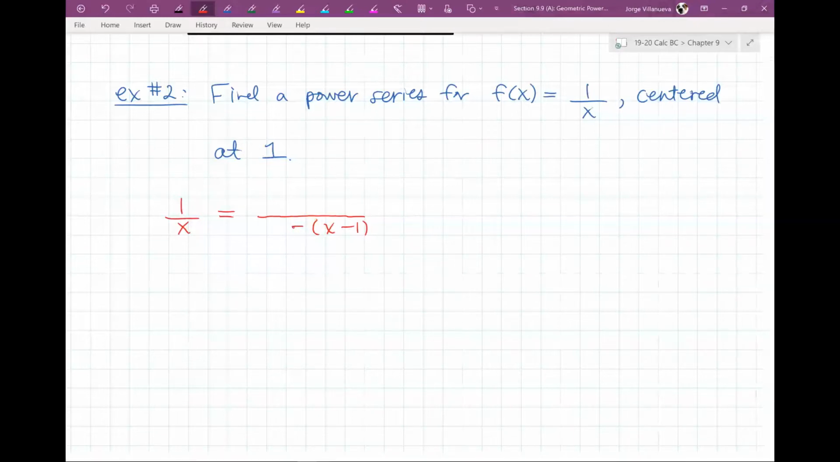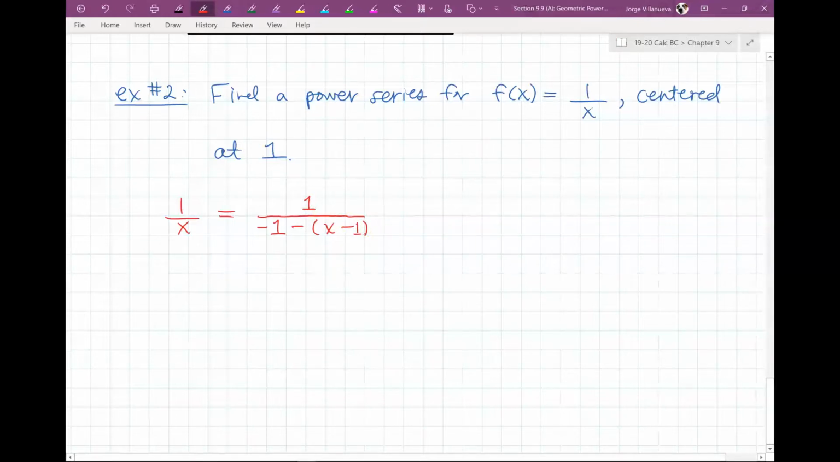okay, what number should I put on the other side to make it so it's just an x? A negative 1. Right? So negative 1, then minus x minus 1. Okay, on top, we'll just put a 1.